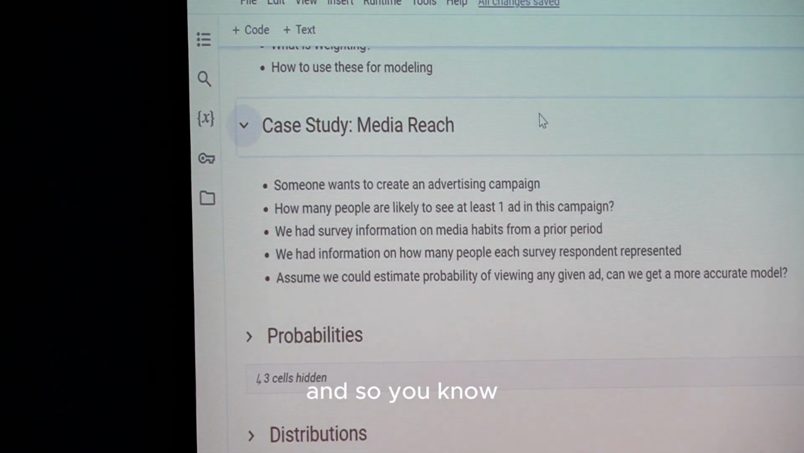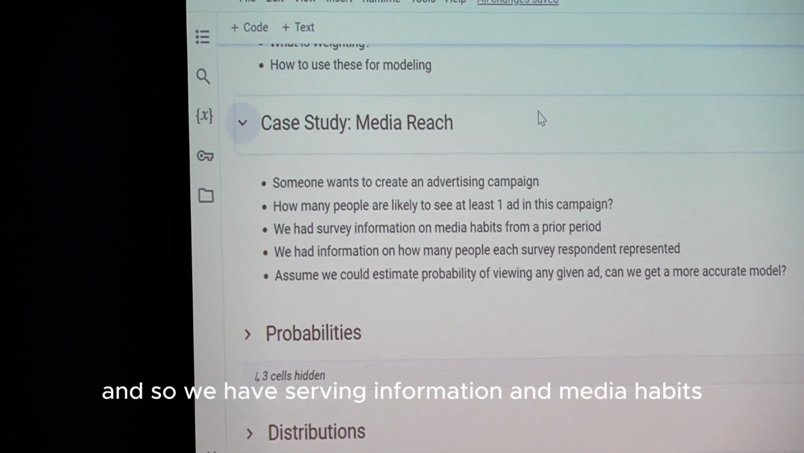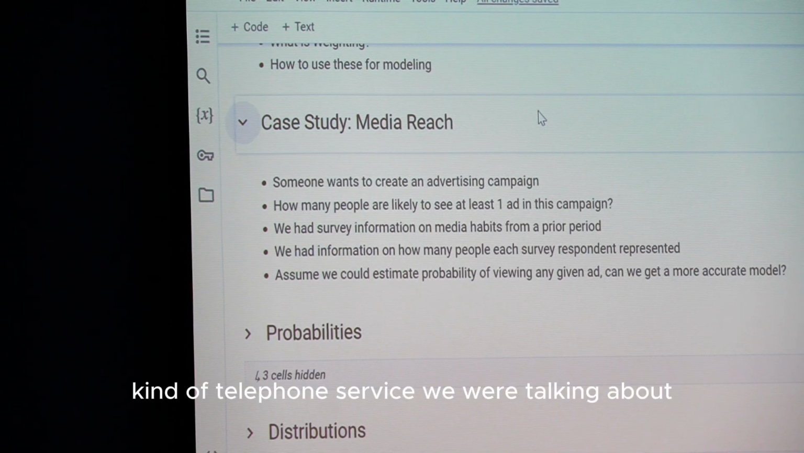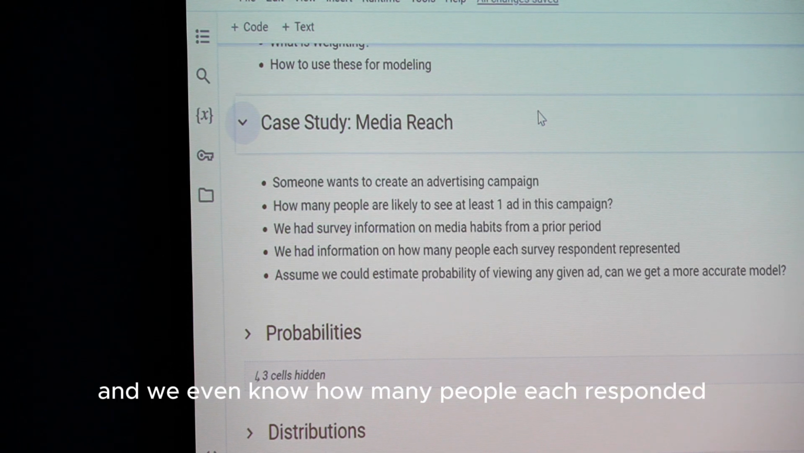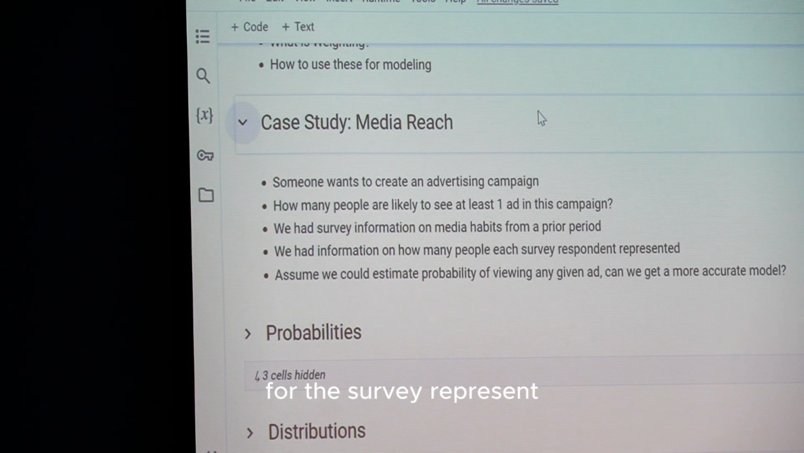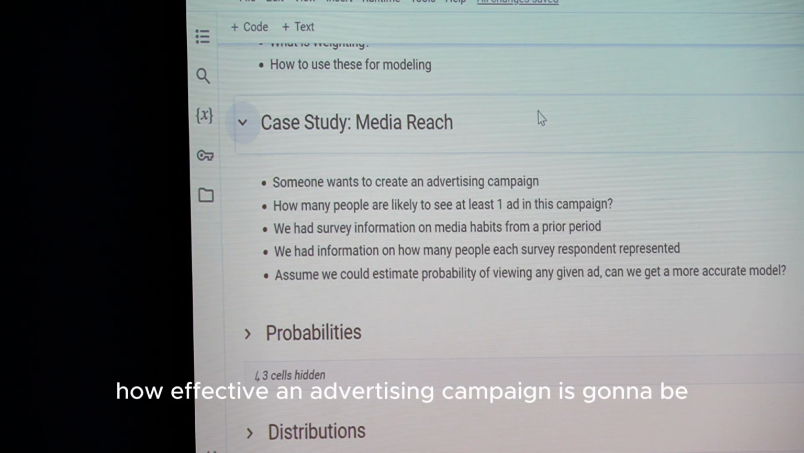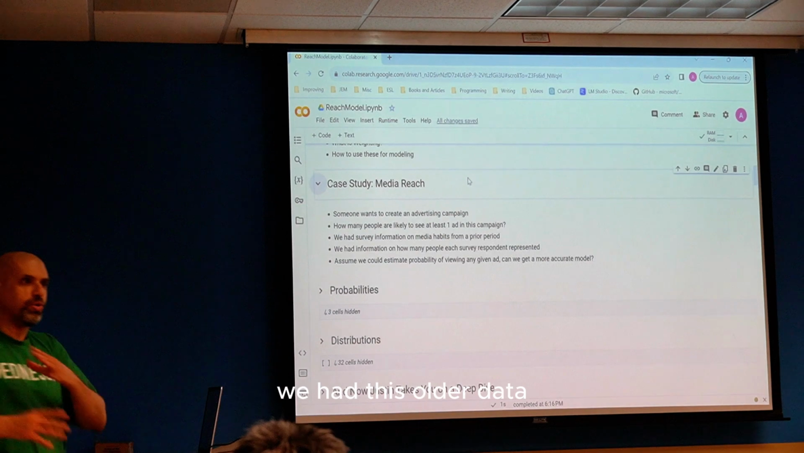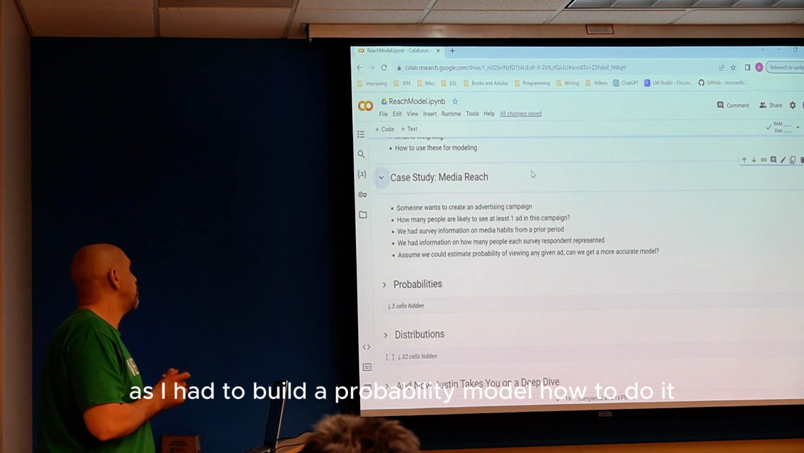And so, this was a problem we faced in my prior role. We have survey information and media habits from people. We get all this information, kind of like those telephone surveys we were talking about, and we know what you listen to, what websites you have visited, that sort of thing. And we have it all from prior periods, and we even know how many people each respondent of the survey represents, what we call the weight. And so we wanted to figure out how we could model how effective an advertising campaign is going to be. And it had to be a model because no one really knew how the campaign would do. We had this older data, you didn't actually do the campaign yet, so we had to simulate it. And so we had to build a probability model to do it.